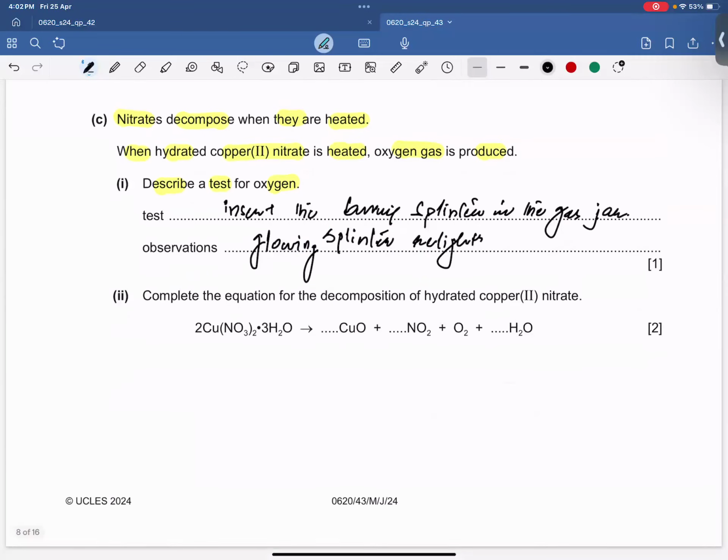Okay. Next, complete the equation for the decomposition of hydrated copper 2 nitrate. We have 2 copper ions, so 2 here. We have 4 nitrogen, 4 here. We have 3 times 2, 6, plus 6 is 12.